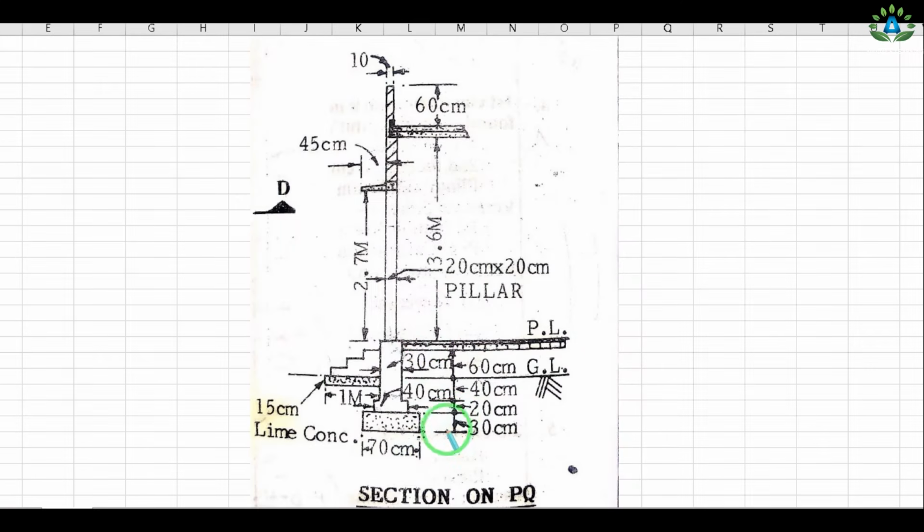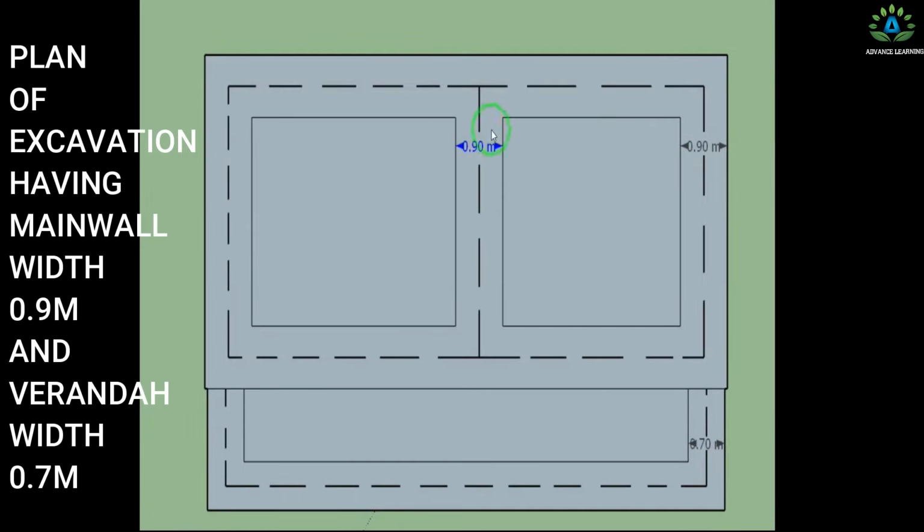Whereas this is our veranda portion and this is our ground level, and we have to do the excavation up to the ground level. We need to make a trench of this 70 centimeter width up to the ground level. That means the height of this excavation will be 40 plus 20 plus 30, that is 90 centimeter, and the width of this excavation is 70 centimeter. So here we can see that these widths are of 0.9 meter whereas this width is of 0.7 meter.